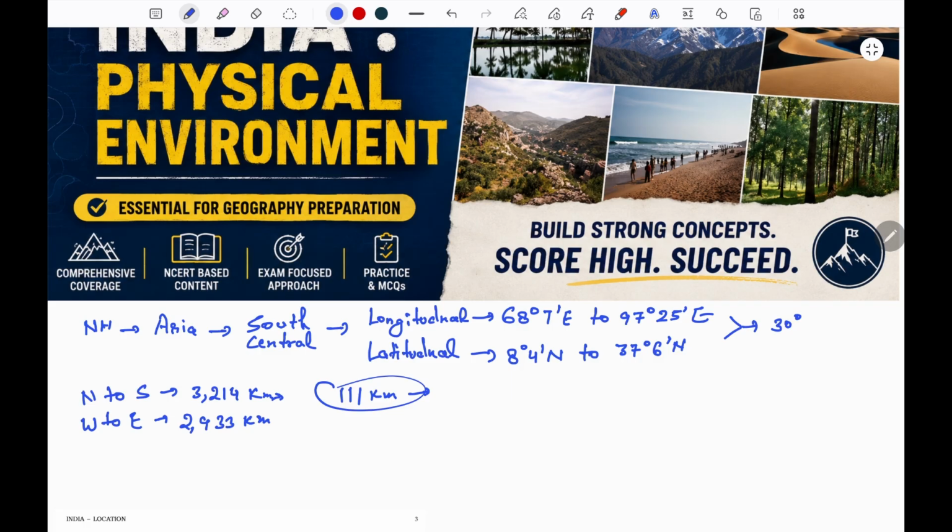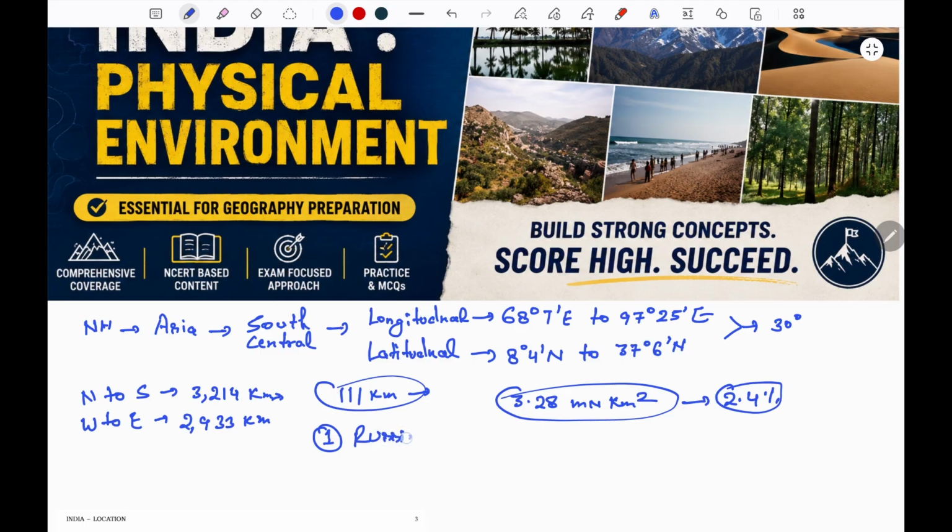Now what about the size? So India covers about 3.28 million square kilometer area, which is around 2.4% of the world's total land area. Now let us look at the largest countries by area. First one is Russia, Canada, China, US, Brazil, Australia, and then comes India at 7th number.